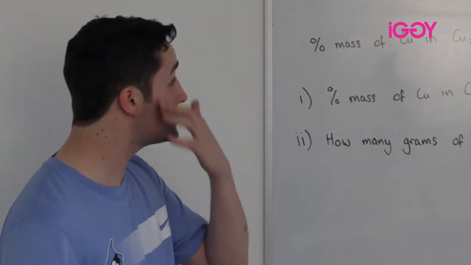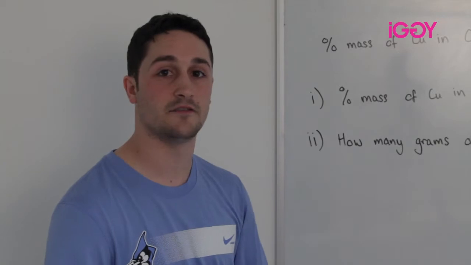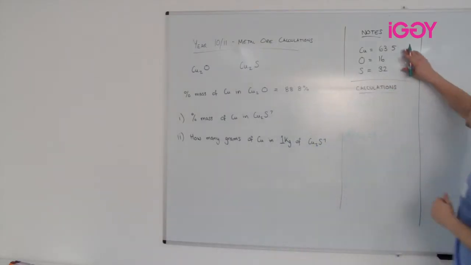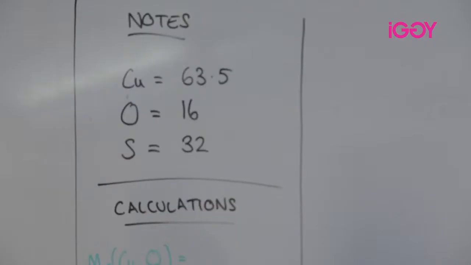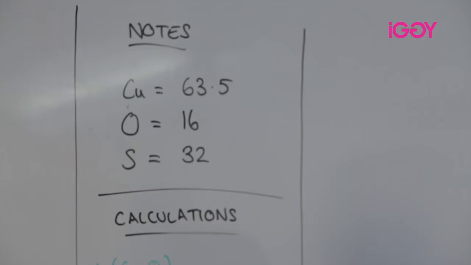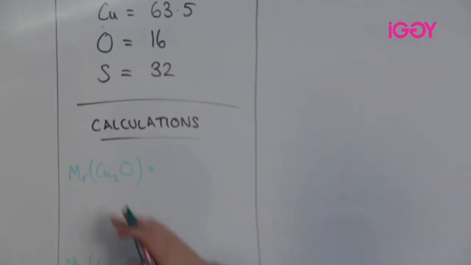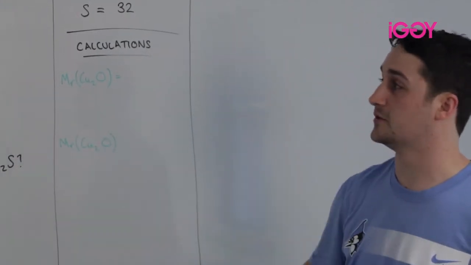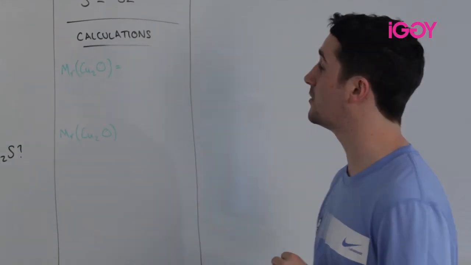So the first thing we need to do is calculate the molecular masses of all the things involved. I've got some notes up on the right here. We've got the atomic masses of copper, oxygen and sulfur, and these are available in the periodic table that you get with your exam paper. I'm just going to go through how they got to 88.8% and then I'll do the question. So we need to calculate the molecular mass of copper oxide first.